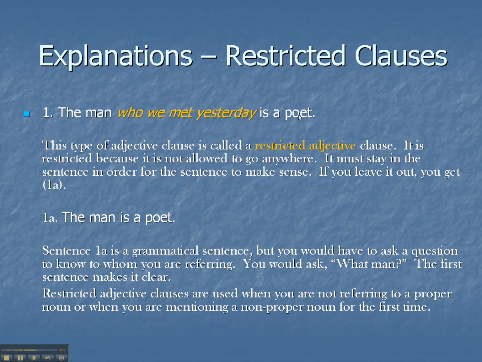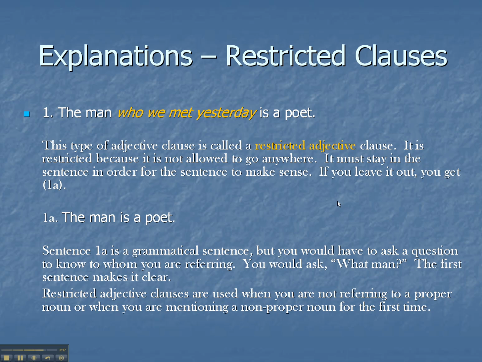But this kind of clause, the kind that you can't take out of a sentence, is called a restricted adjective clause. Well, if we did take it out, we would have a sentence like 1a right here. The man is a poet. Well, this is a sentence, but now we don't know the man that we are referring to. So you might ask, well, what man? Who are we talking about? Oh, the man who we met yesterday. Now that would make things much clearer to the person.